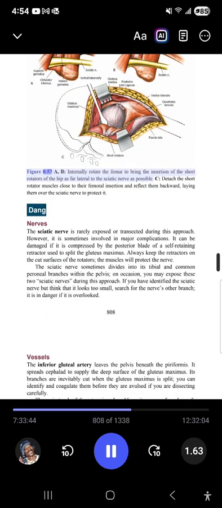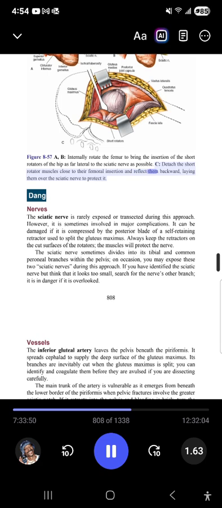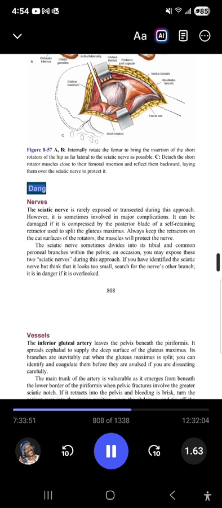Figure 8-57a. B. Internally rotate the femur to bring the insertion of the short rotators of the hip as far lateral to the sciatic nerve as possible. C. Detach the short rotator muscles close to their femoral insertion and reflect them backward, laying them over the sciatic nerve to protect it.